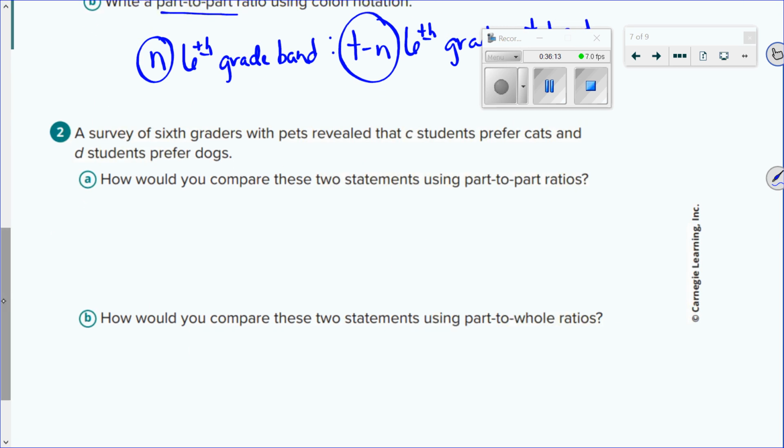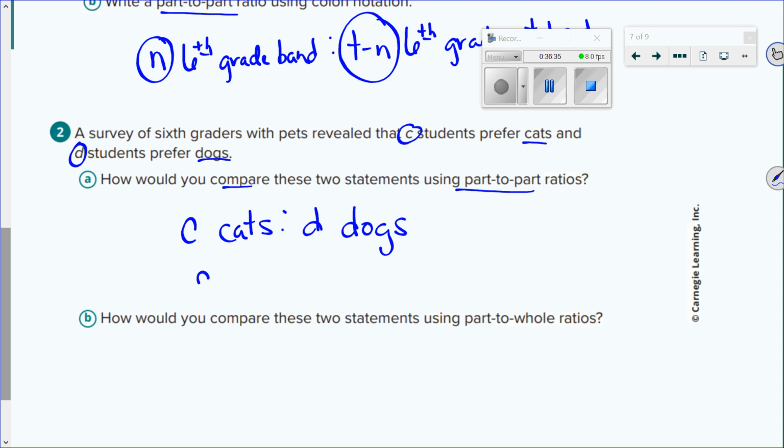So a survey of 6th graders with pets revealed that C prefer cats, D prefer dogs. So how can I compare these using a part-to-part? That's actually the easy one. I have C number that like cats to some number D that like dogs. Could I do it the other way? D dogs to C cats, would that work? Yes, but given how they've written it, when I do my translation from English to math, I should do it in the order they were written to me. But I could do either one of those.